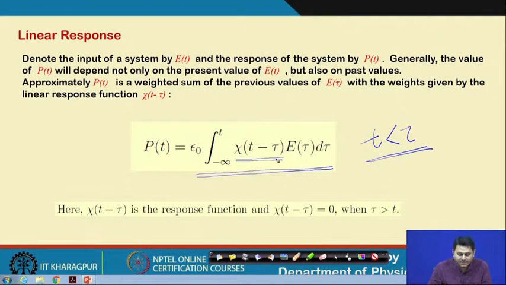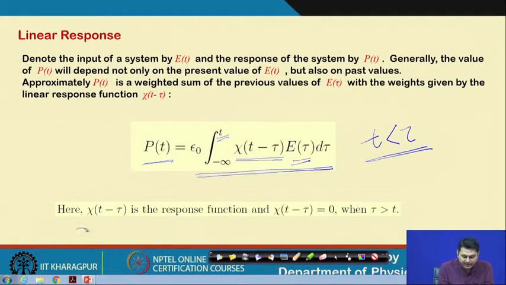So, what do we understand here? P(t) is a response, E(t) and E(τ) are causes, and I want to find out, because of the launching of the electric field at time τ, what the polarization is at the present time t. If I want to find that out, it will be the total effect, that is why I need to integrate it over minus infinity to t.